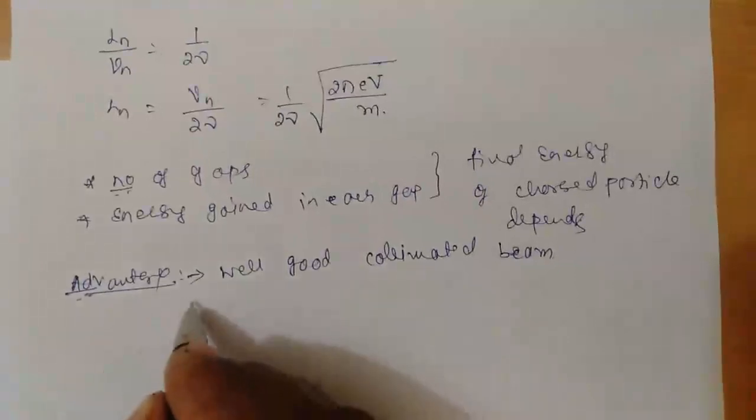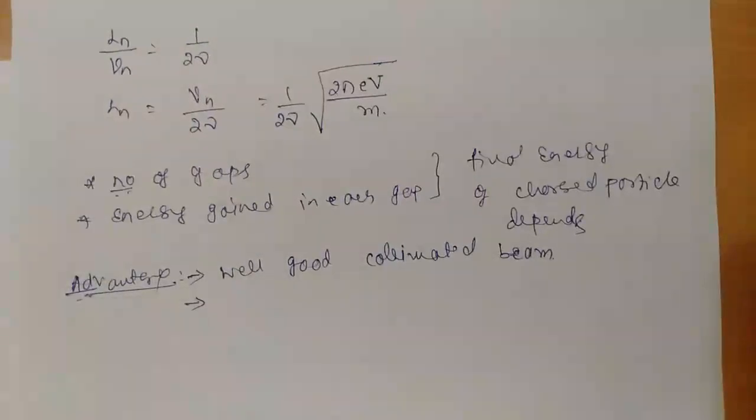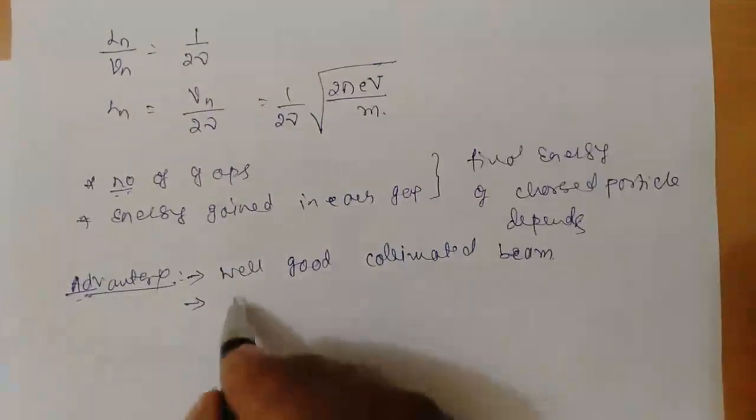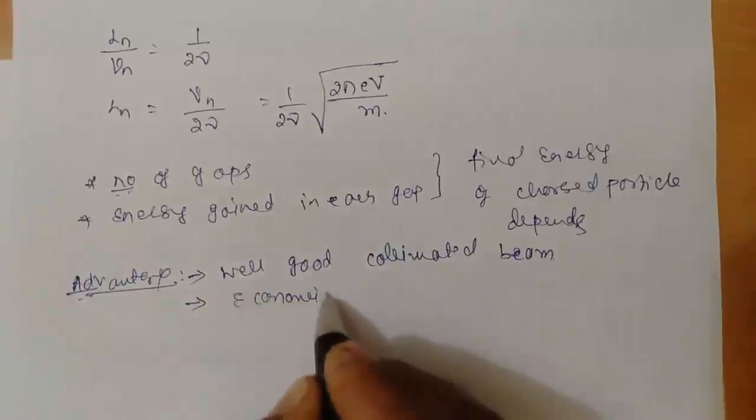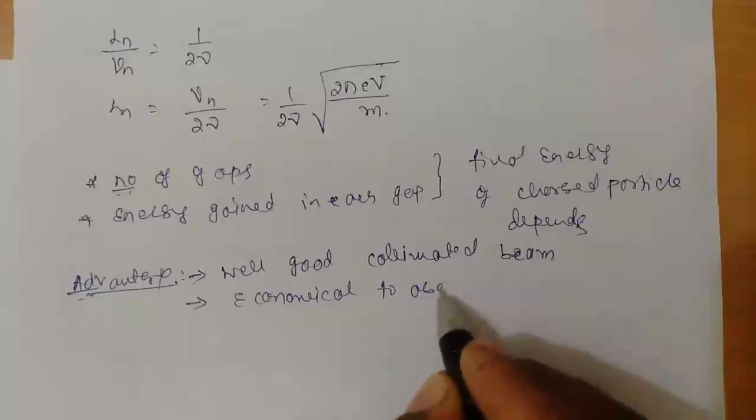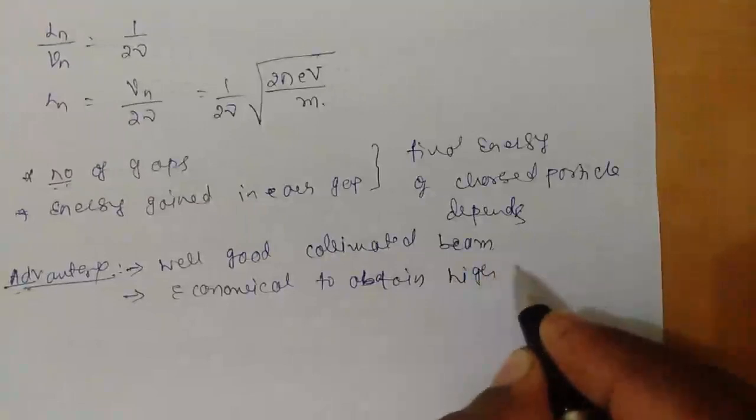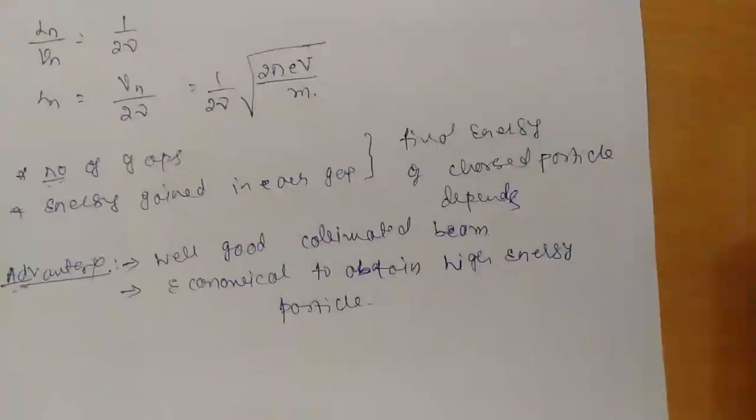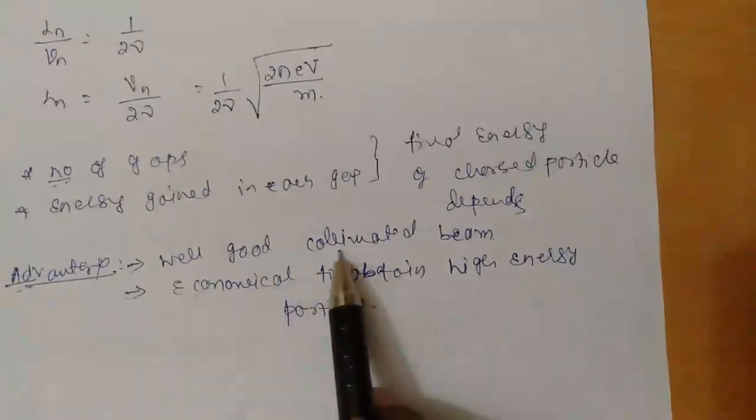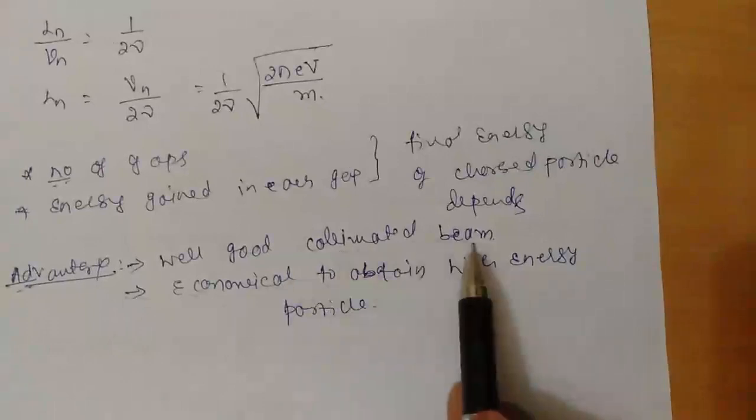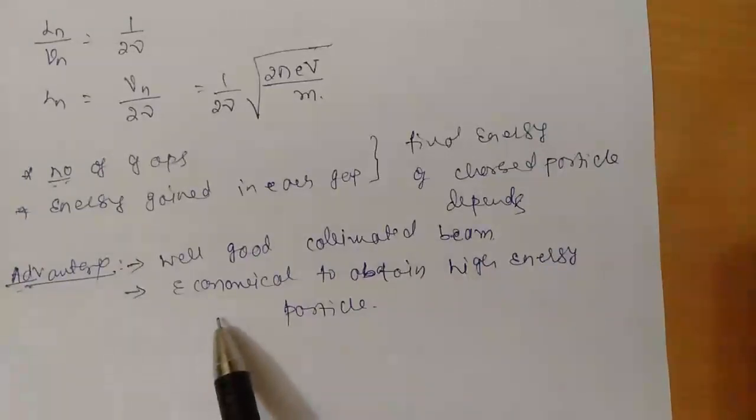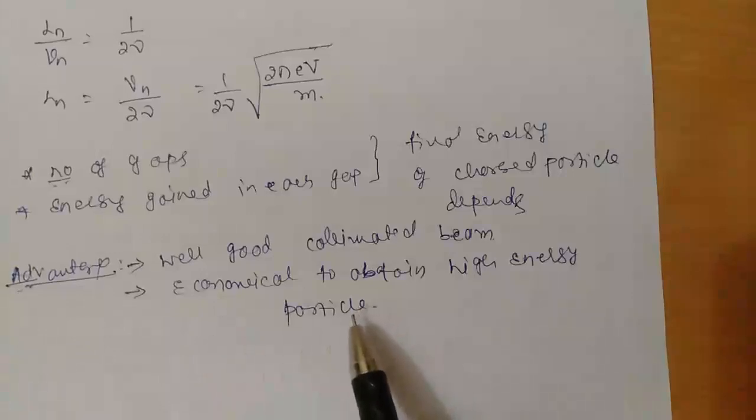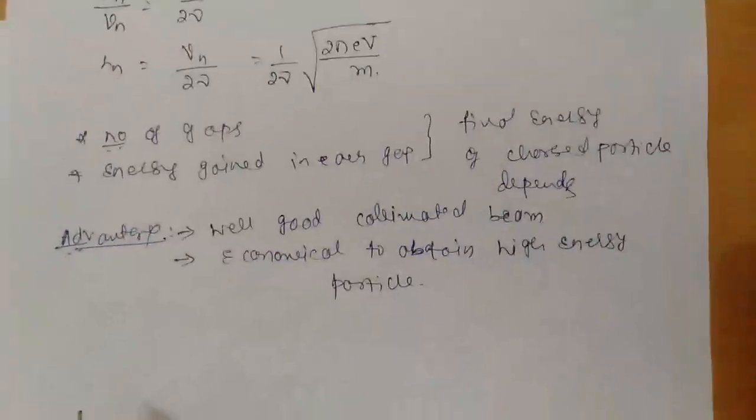The second advantage of this linear accelerator is that it is economical basically. It is very economical to obtain a high energy particle. So these are the advantages of the linear accelerator. The first is that it gives a well collimated beam, and the second is that it is quite economical to set up the linear accelerator. With very little expense we can get a very high energy particle.